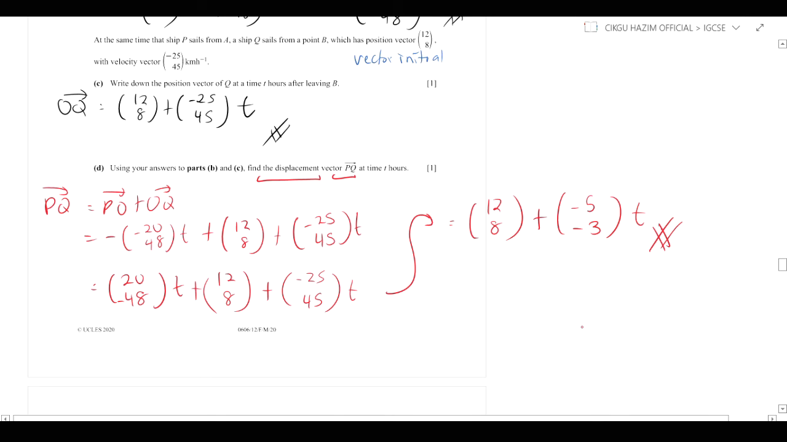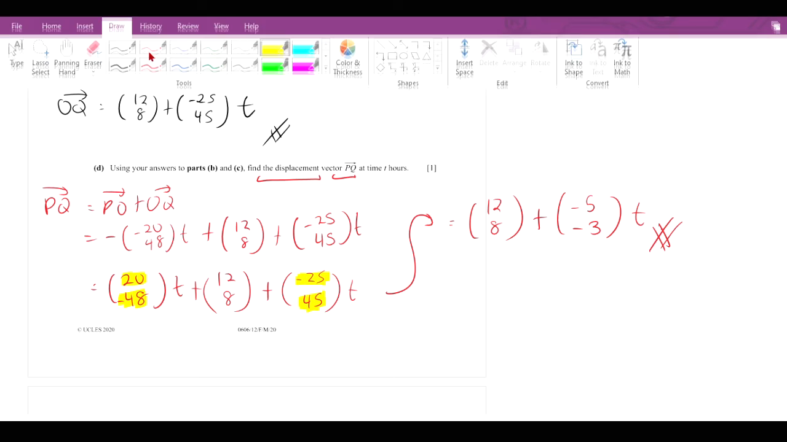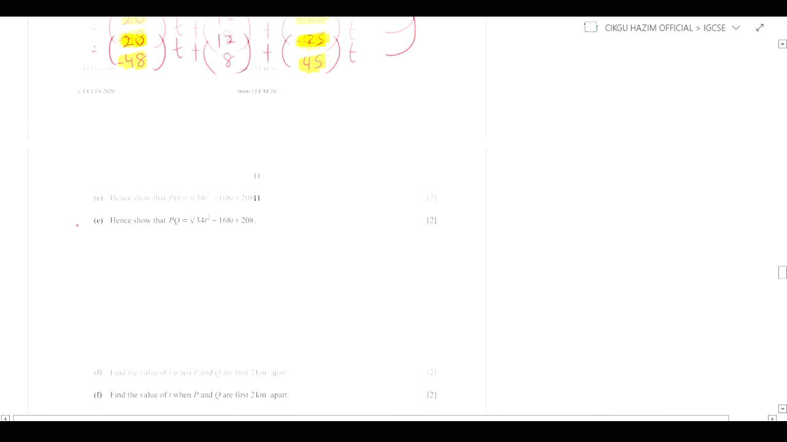It's supposed to be simple, but maybe this question is a bit rare compared with other questions, because here we have a velocity vector. Remember that we just need to add t with t here. 20 minus 25 is negative 5. Negative 48 plus 45 is negative 3. So let's continue with the next question.